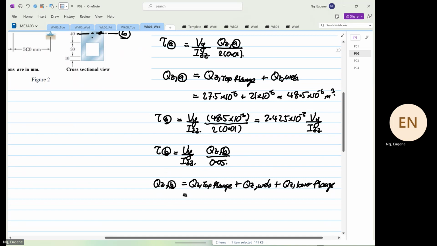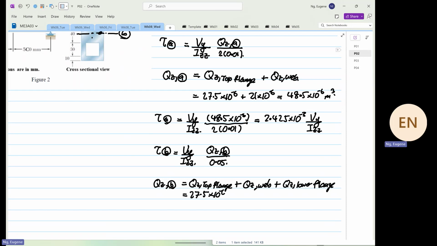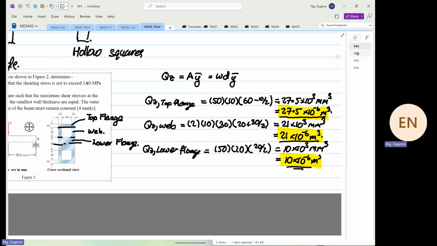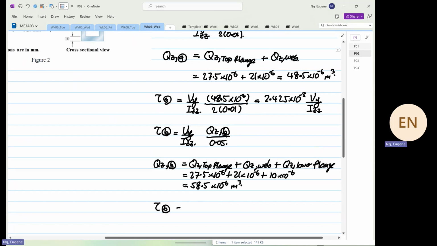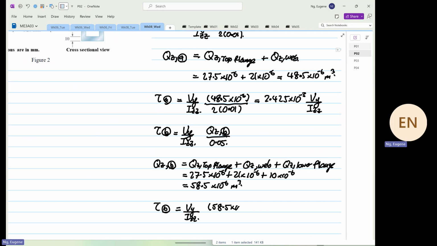So from here, we know that this is equal to 27.5 times 10 to the power minus 6 plus 21 times 10 to the power minus 6 plus the last one, I think, is 10 times 10 to the power minus 6. So this will be equal to 48.5 plus 10, it's 58.5 times 10 to the power minus 6 meter cube. So the shear stress at point B will be equal to Vy over IZZ, QZ is 58.5 times 10 to the power minus 6, thickness now is equal to 0.05. So 58.5 times 10 to the power minus 6 divided by 0.05 is equal to 1.17 times 10 to the power minus 3 Vy over IZZ.